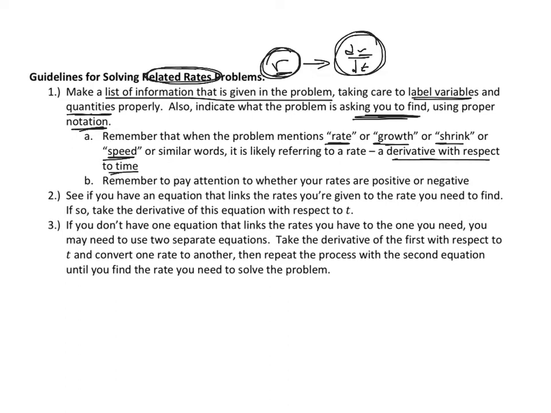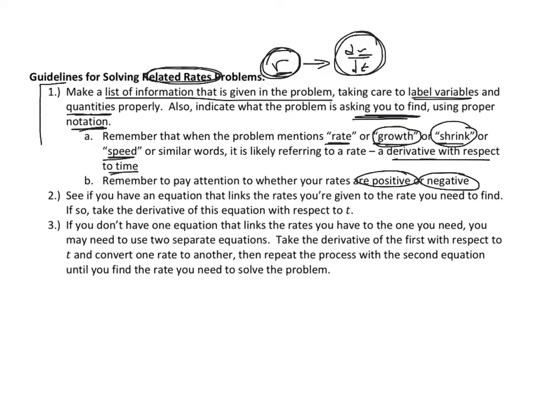Okay. The second thing to pay attention to is whether your rates, and even your values for that matter, are positive or negative. So if something is talking about shrinking, it's probably going to be that rate is negative. If something is growing, more than likely that rate is going to be positive. So make sure that you're thinking about the context of the problem and paying attention to whether something should be positive or negative.